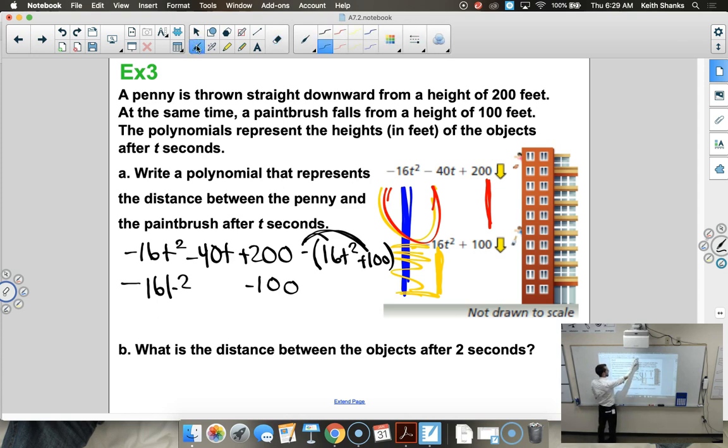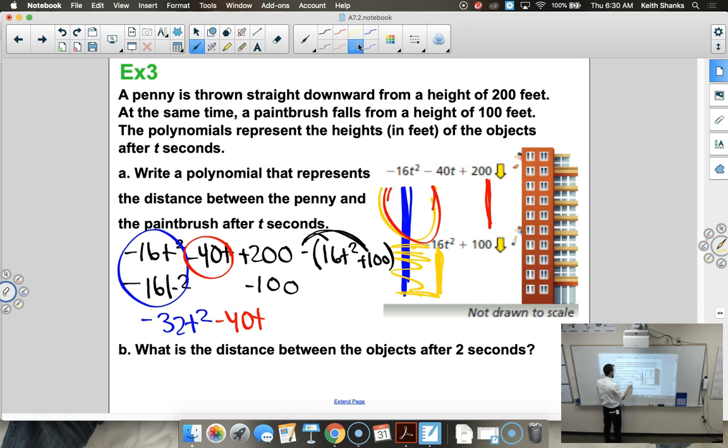And so when I combine my like terms, you have these two: negative 32t squared. This guy is all by itself, minus 40t. Plus 100. That would be them combined together. So hopefully that's helpful. This is, again, the distance between the two.